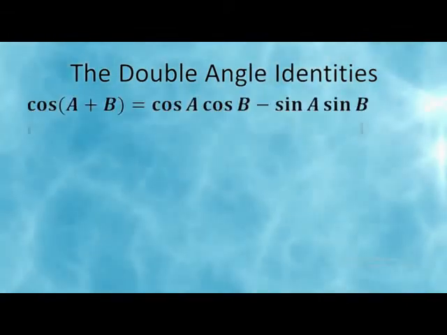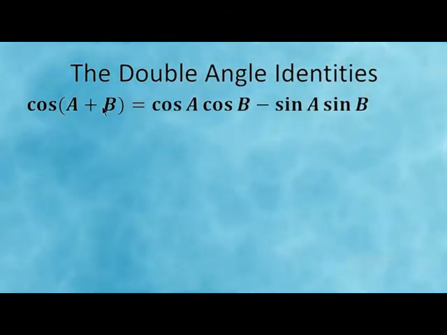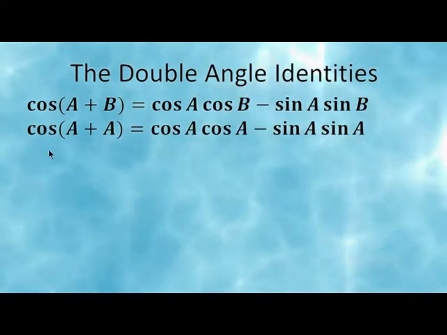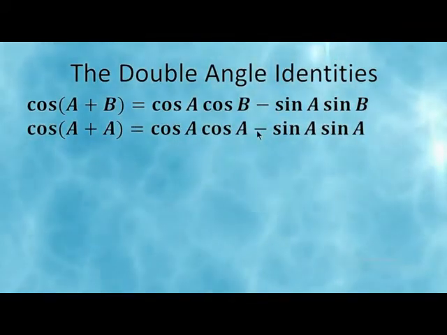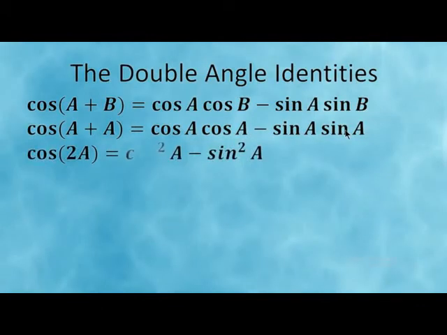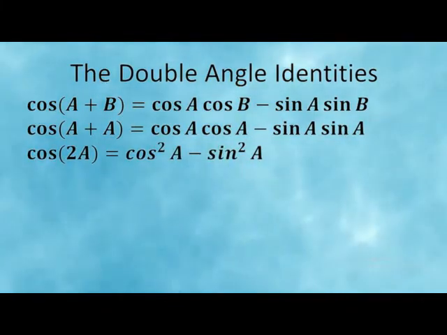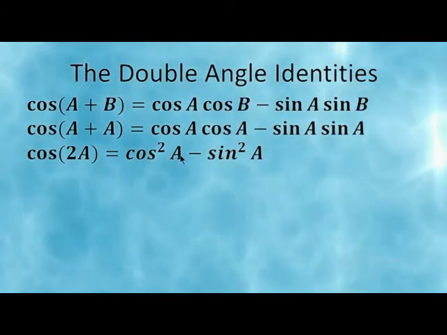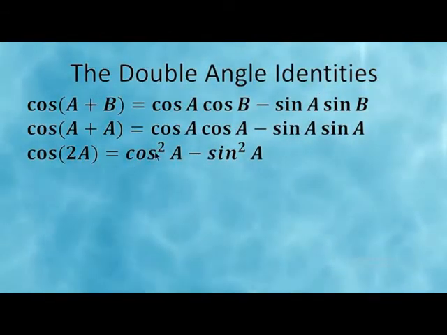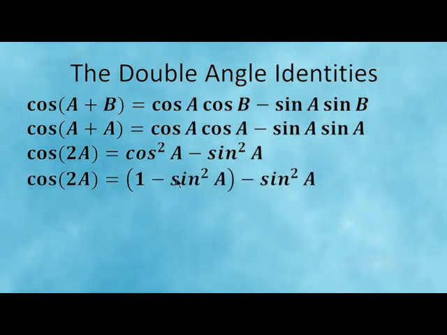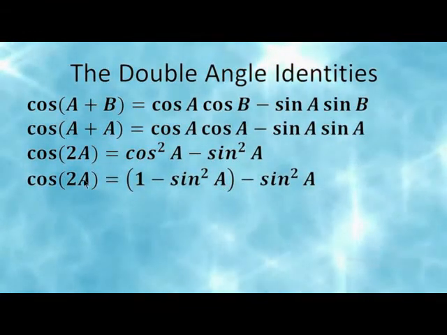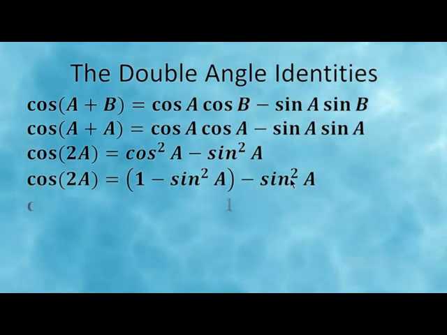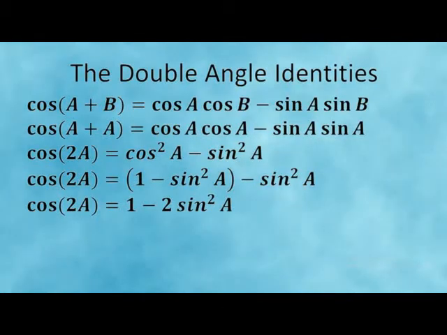And we also knew that cosine A plus B, this is the formula. We change B with also A. So cosine A plus A is cosine A cosine A minus sine A sine A. So cosine 2A equal to cosine square A minus sine square A. We can exchange cosine square A with 1 minus sine square A from the previous identity. So cosine 2A equal to 1 minus 2 sine square A.